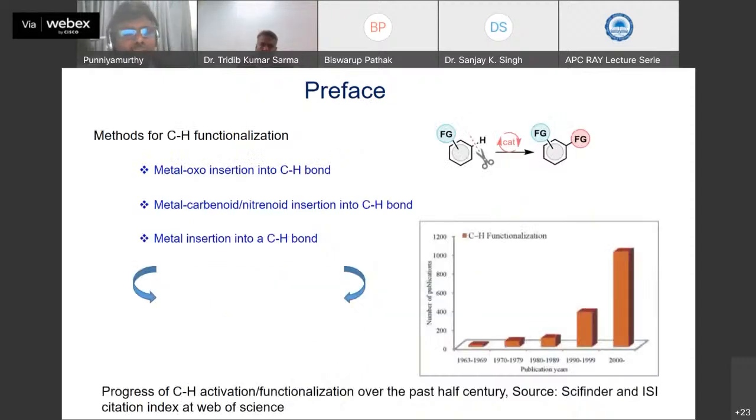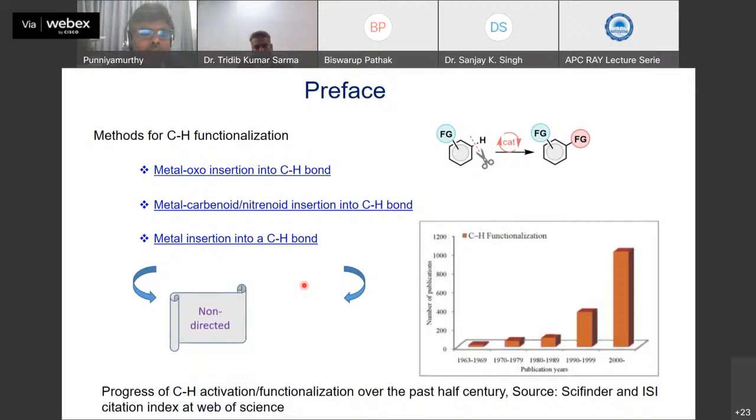The transition metal catalyzed CH functionalization can be broadly divided into three types. Metal oxo insertion into CH bond is well known, as all of us know very well. Metal carbenoid, nitrenoid insertion into CH bond, this also has been well explored. Direct insertion of metal into CH bond is the less explored compared to all these three types of reactions. When you look at the metal insertion into CH bond, we can further divide into two types, non-directed and directing group assisted CH functionalization or carbon metal bond formation.